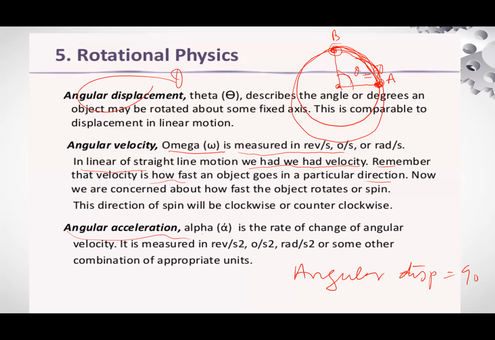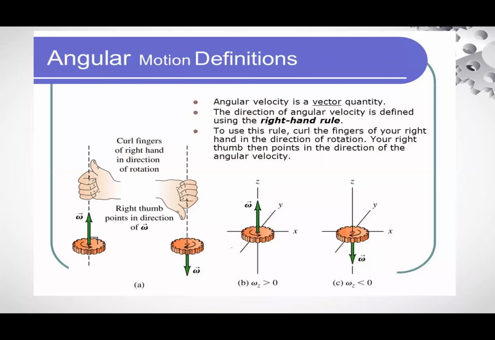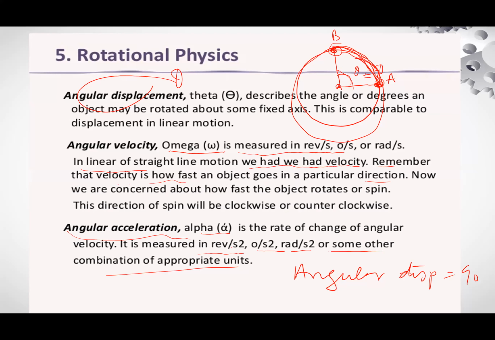Angular acceleration, alpha, is the rate of change of angular velocity. It is measured in revolutions per second squared, radians per second squared. Now, this is the unit and explanation of units, but now we will go into detail of radian. I will explain some things beyond this.